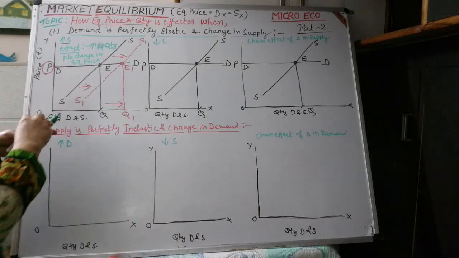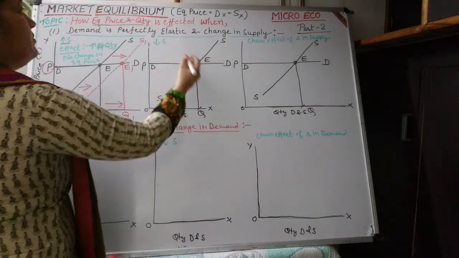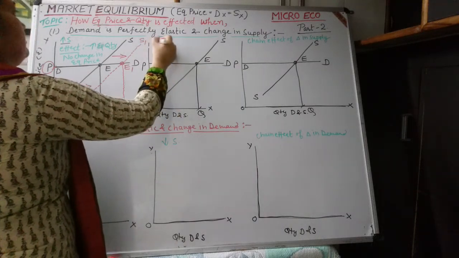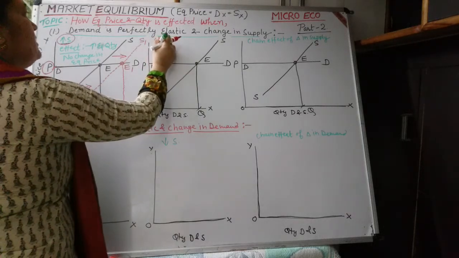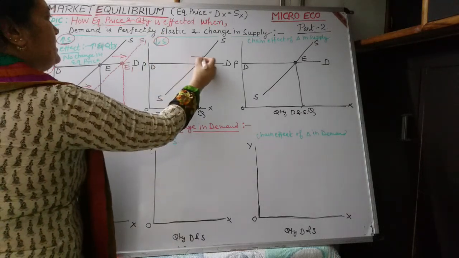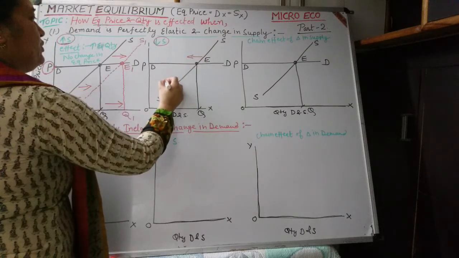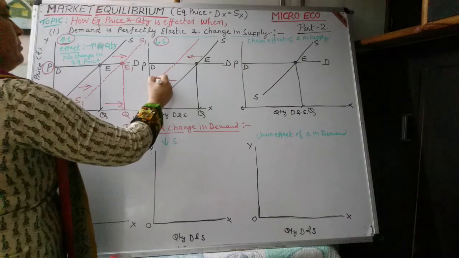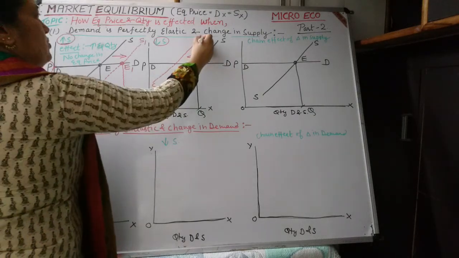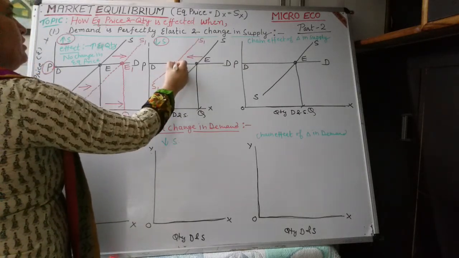In our next diagram, we have to clear a decrease in supply. Decrease in supply means the SS supply curve will shift towards the left-hand side. Both the curves, SS and S1 S1, should be parallel to each other.